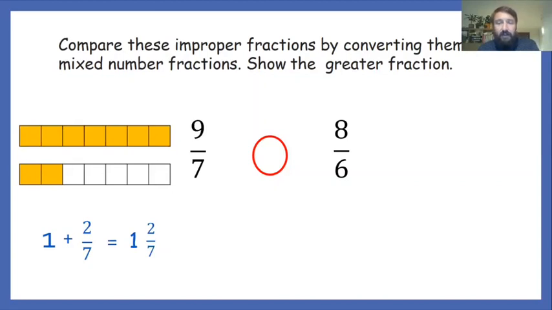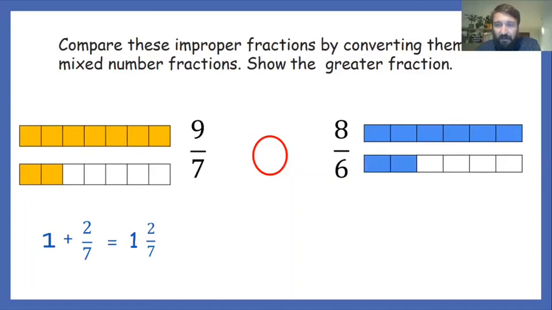Let's have a look at the 8/6. Again, we're going to look at our denominator. Okay, so I need to divide my shape into 6 pieces. Okay, I need 8 pieces shaded, so therefore I'm going to have to go into a second shape here. Just double check, 2, 4, 6, fantastic, shaded 8 there. So that would then give us 1 whole and fantastic, 2 sixths. Okay, so 1 whole and 2 sixths.